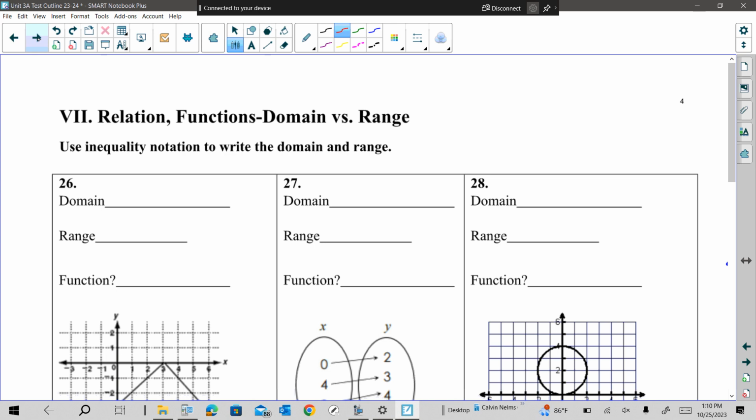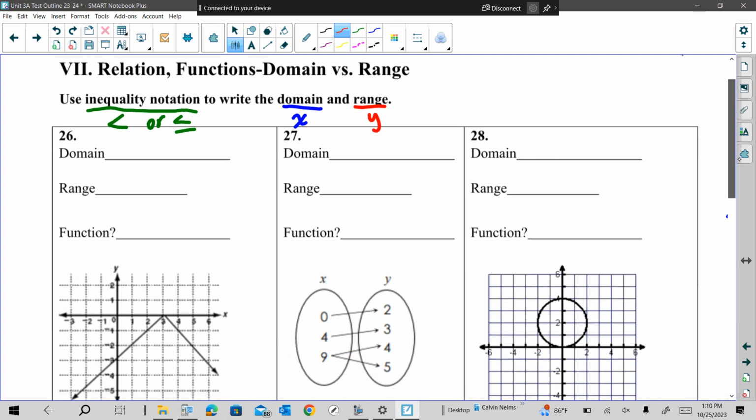So first thing, we're going to use inequality notation. Because they want you to use inequality notation, that means it's going to be a less than or less than or equal to. We're going to use that to write the domain. Domain is when we're using our x's, and our range is when we're using the y in our inequality.